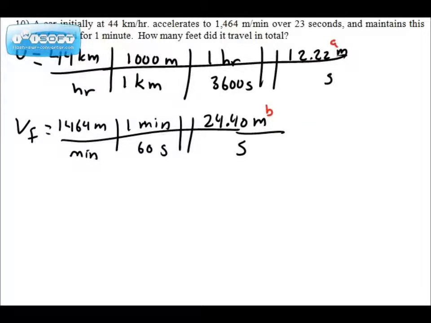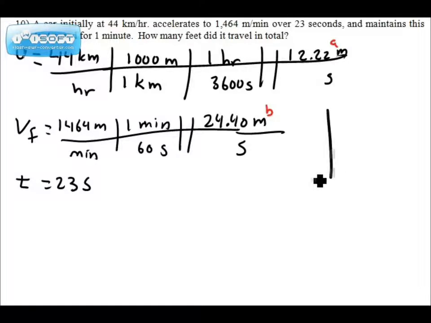Continue reading the question. So it accelerates from 12.22 meters per second to 24.4 meters per second over a time of 23 seconds and maintains this constant speed for 1 minute. Oh, just to add some confusion, so it's a two-part question. So what's this thing going to look like?